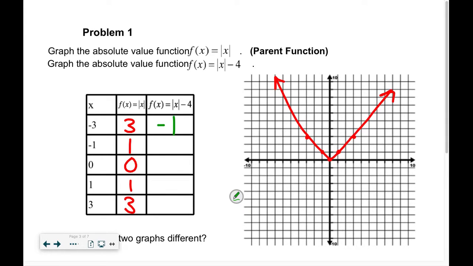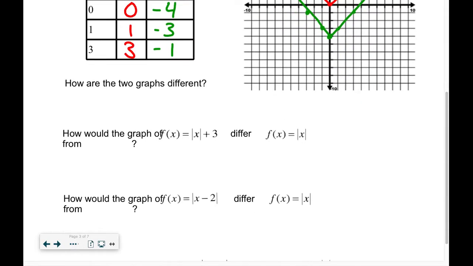Absolute value of -1 is 1, subtract 4 from that. -3, 0 minus 4 is -4, 3, -1, and then plot them. You'll notice, just like our parabolas, they repeat each other. You can fold them. Were we right? Did it just go down 4? Yeah.